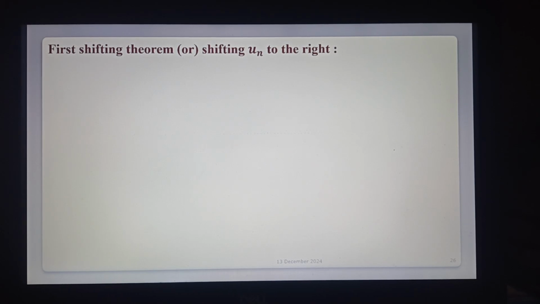Hi students. Okay, today in this lecture we are discussing some theorems of Z transform. The first one is the first shifting theorem, or shifting u_n to the right. See the statement here. If the Z transform of u_n is equal to F(z), then the Z transform of u_(n-k) is equal to z^(-k) into F(z).